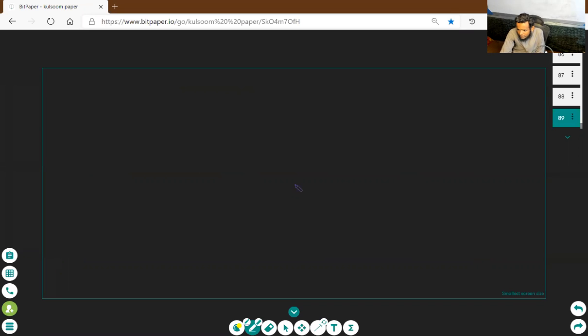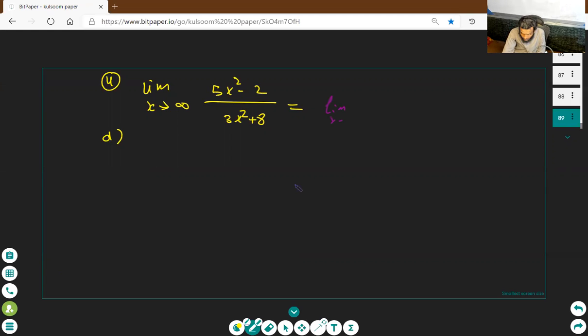I read the simple question 4, and after this we will do the next question. Limit as x approaches positive infinity of 5x square minus 2 upon 3x square plus 8. Our options are: a is minus 1 by 4, b is 0, c is 3 upon 11, d is 5 upon 3, e is undefined. Which is the answer?